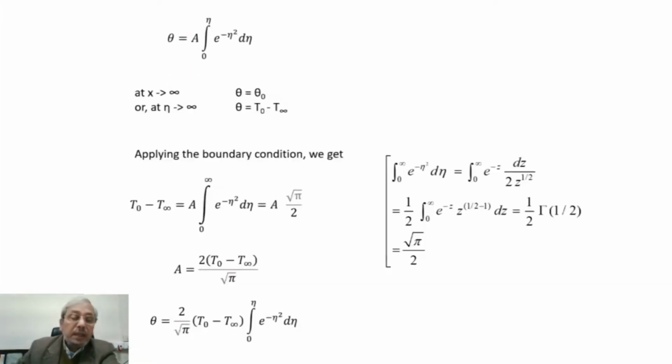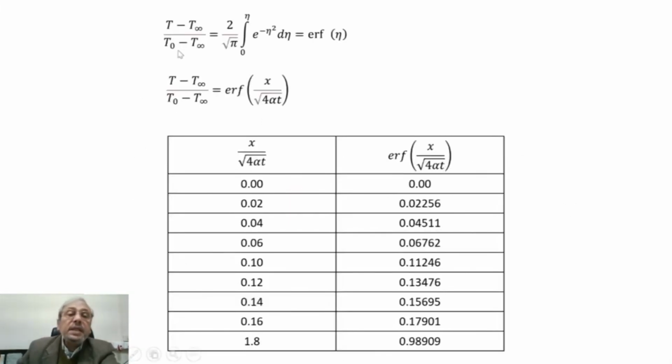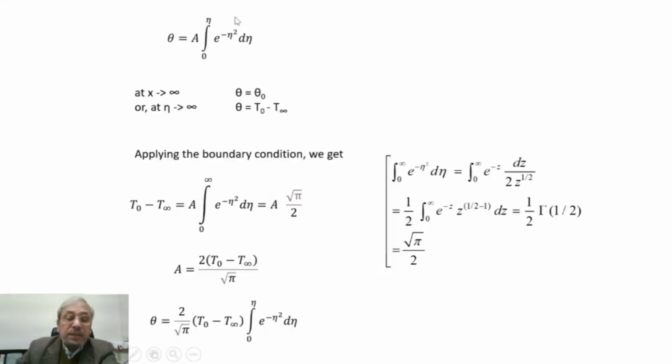And from here, again, θ is T minus T infinity, that is on the left hand side. Right hand side also we get T0 minus T infinity. So from there we can write T minus T infinity divided by T naught minus T infinity equal to, then just rearranging this. This is T minus T infinity, left hand side.